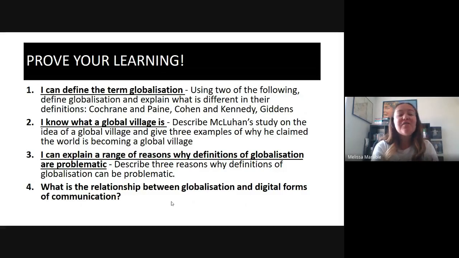Number 3, I can explain a range of reasons why definitions of globalisation are problematic. So describe at least 3. You do need all 5, guys, for the A grade, but at least do 3 on why they're problematic. Just short summary bullet points to prove your learning. And finally, we'd like you to write a short paragraph on the relationship between globalisation and digital forms of communication.